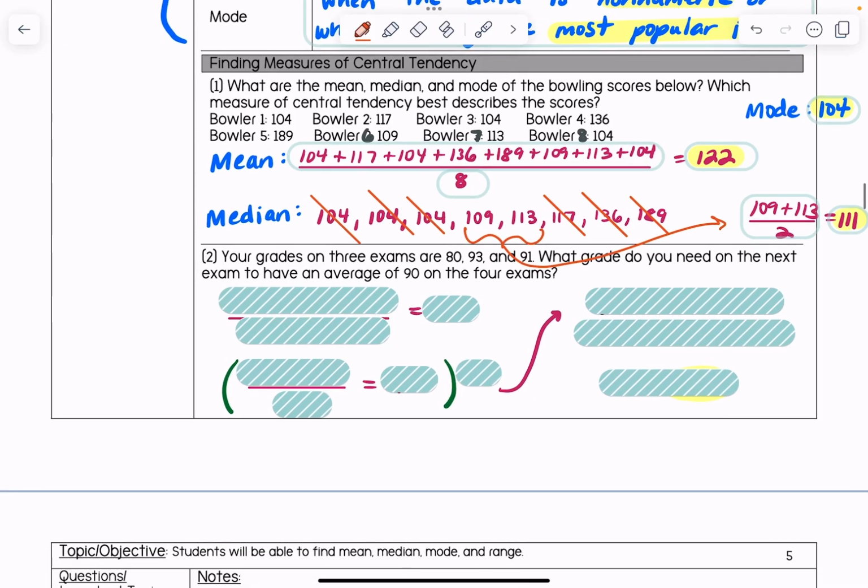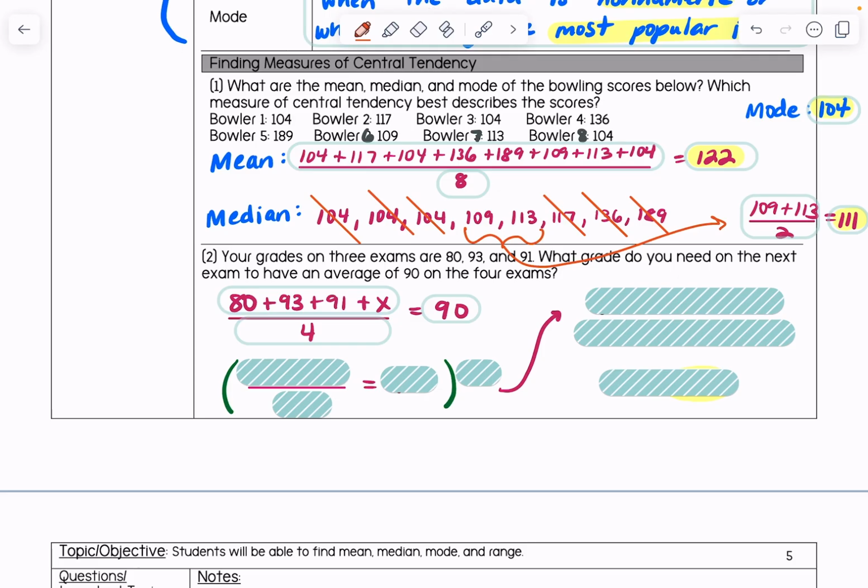Number 2, your grades on 3 exams are 80, 93, and 91. What grade do you need on the next exam to have an average of 90 on the 4 exams? So first of all, there's 4 exams. On the first 3, you got an 80, a 93, a 91, and we don't know what the 4th exam is. That's what the question is. That's why it's an X. Over the 4 exams, that's going to help us find the average. And then it's going to be equal to what we want for the average, which is a 90.